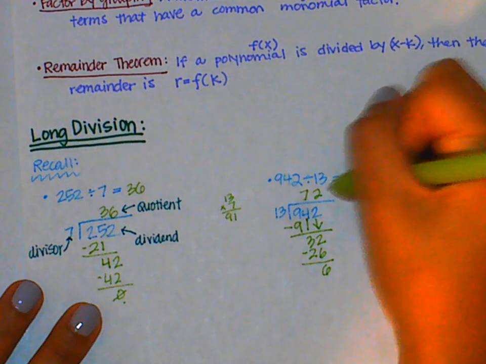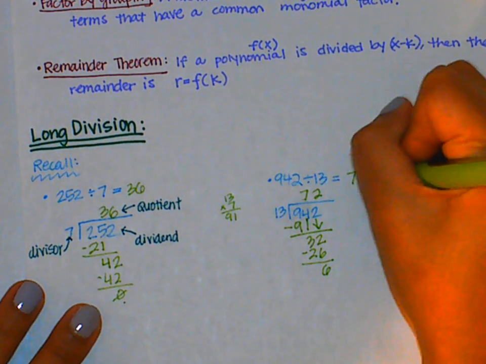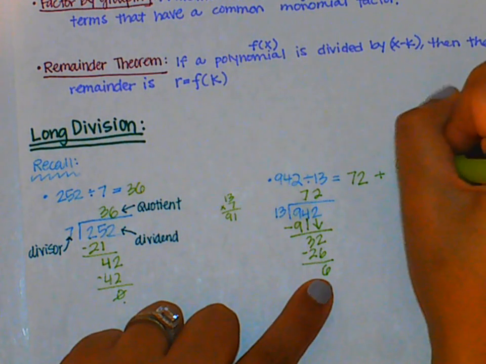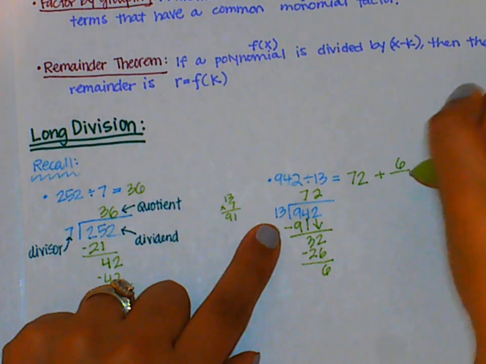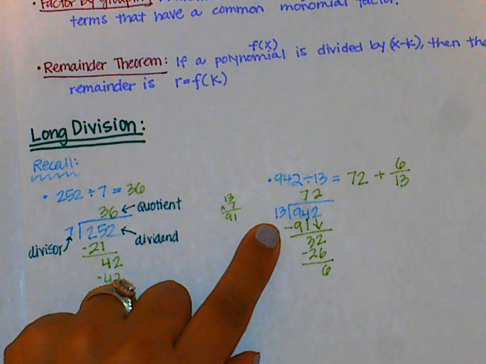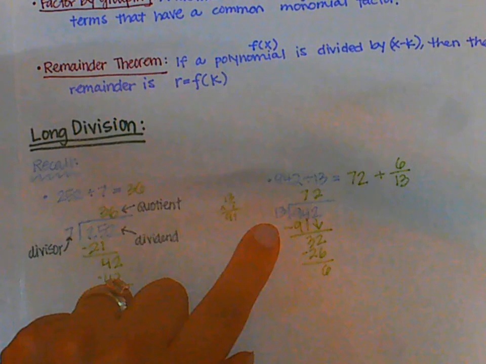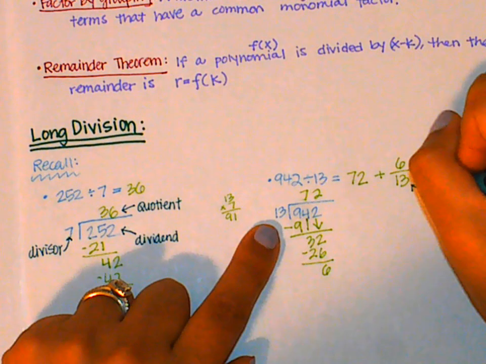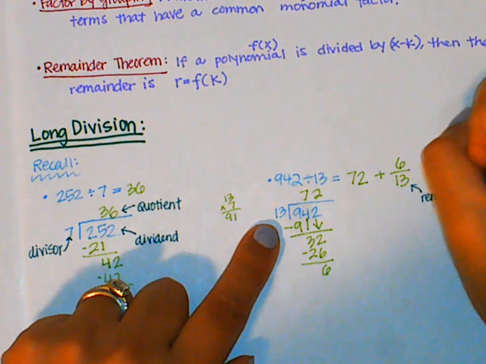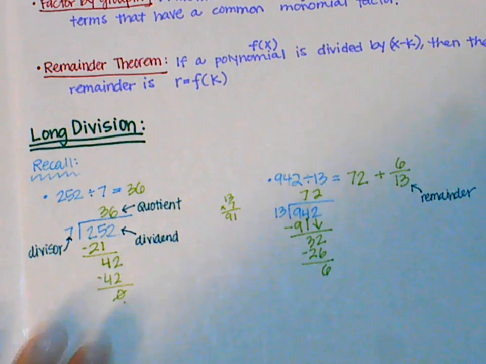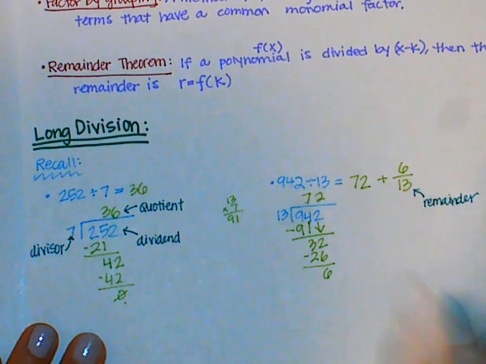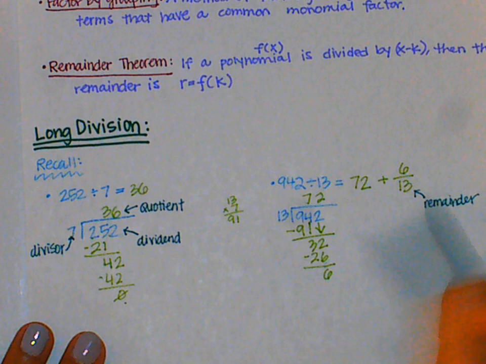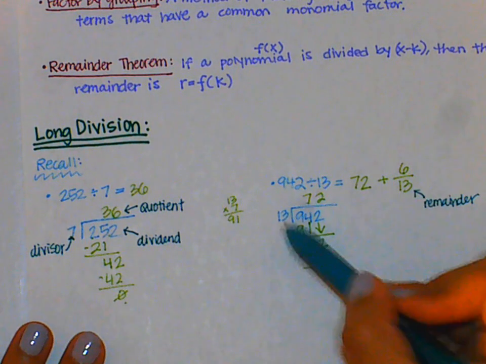So my answer would be 72 plus that 6 that is left over the divisor, which is 13. And this part here is our remainder. And this is going to be really important when we're doing polynomials. So you take whatever is left over, and that becomes your numerator, and then your denominator becomes your divisor.